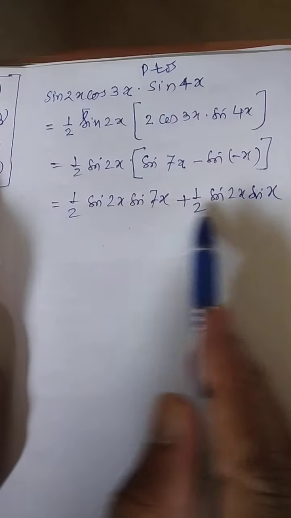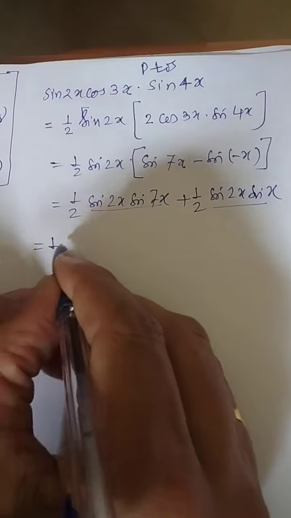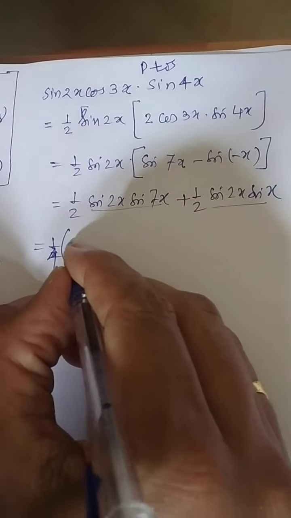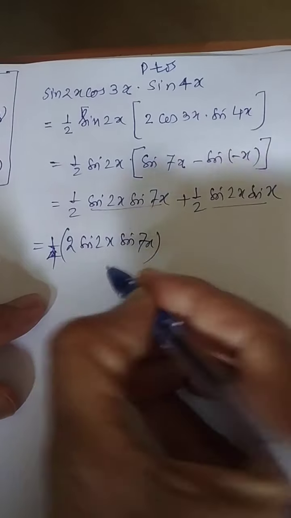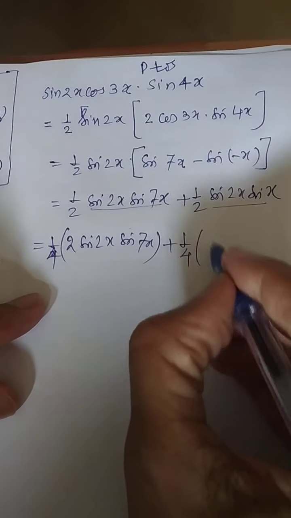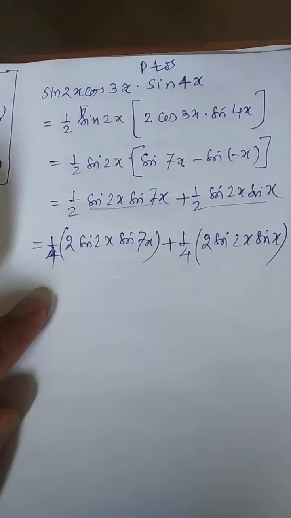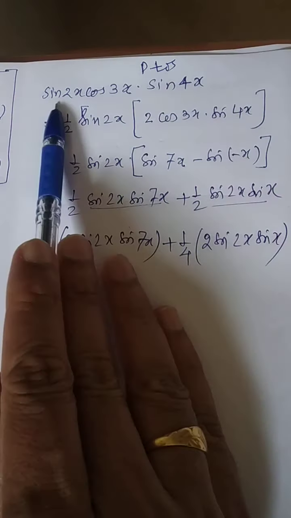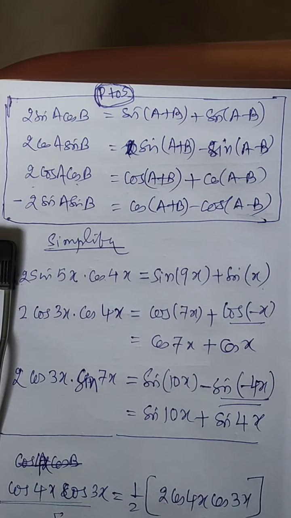Now there are two terms. I want this to be also split, so it can be written as 1 by 4. Now I am writing over here sine 2x sine 7x plus again 1 by 4, I am writing here 2 sine 2x into sine x. We don't know what kind of formula will generate whenever this changes, but out of these 4, only one of the formulas is applicable.